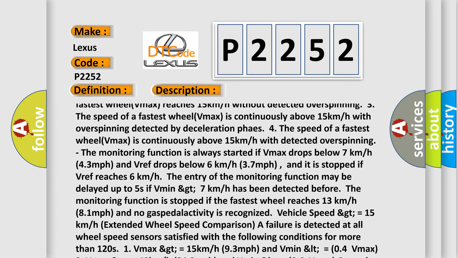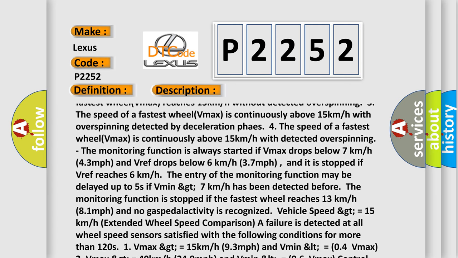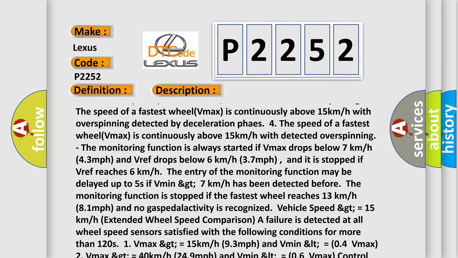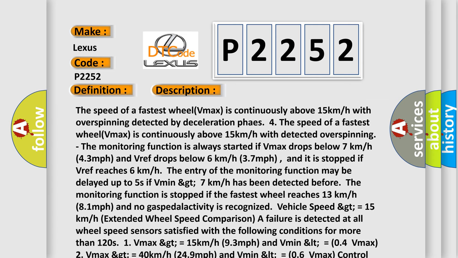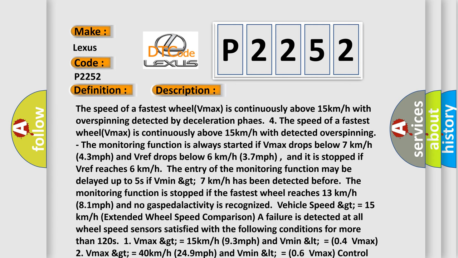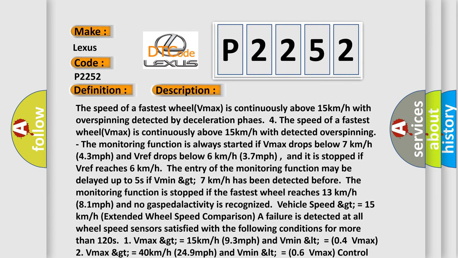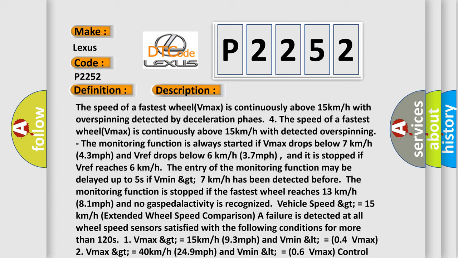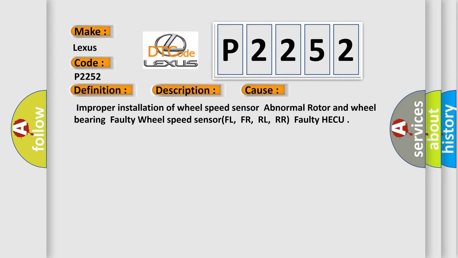Extended wheel speed comparison. A failure is detected at all wheel speed sensors if the following conditions are satisfied for more than 120 s: 1, Vmax >= 15 km/h (9.3 miles per hour) and Vmin <= 0.4 Vmax; 2, Vmax >= 40 km/h (24.9 miles per hour) and Vmin <= 0.6 Vmax. Control cycle too long. A failure is detected if the duration of permanent pressure reduction or pressure holding phases exceeds 28 s. This diagnostic error occurs most often in these cases.